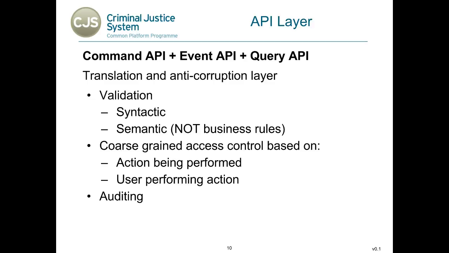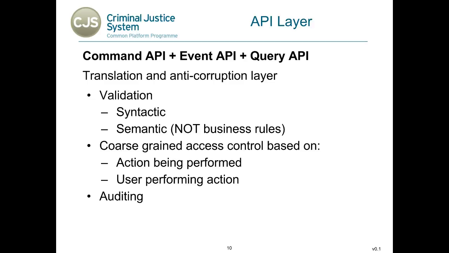So first of all, the responsibilities of the top tier, the API layer. So here I'm talking about all three of the top components. These act as a translation and anti-corruption layer. So when I say translation, I mean between clients of the service and our internal representation of what needs to happen based on that particular interaction from that client. So it has a few responsibilities here.